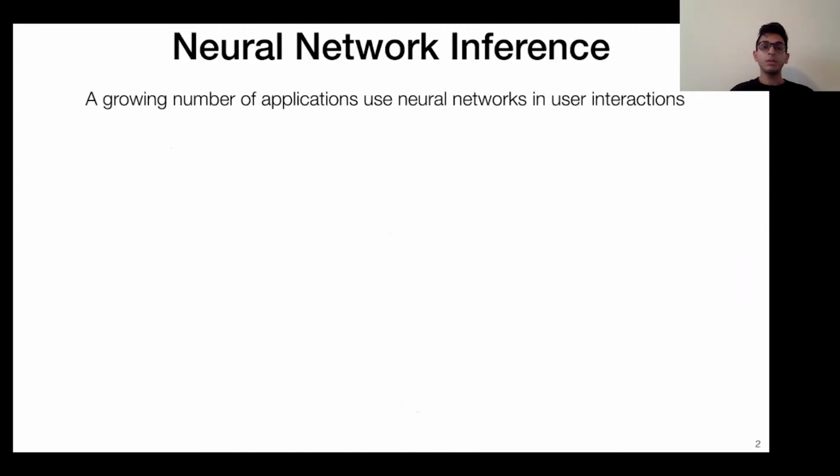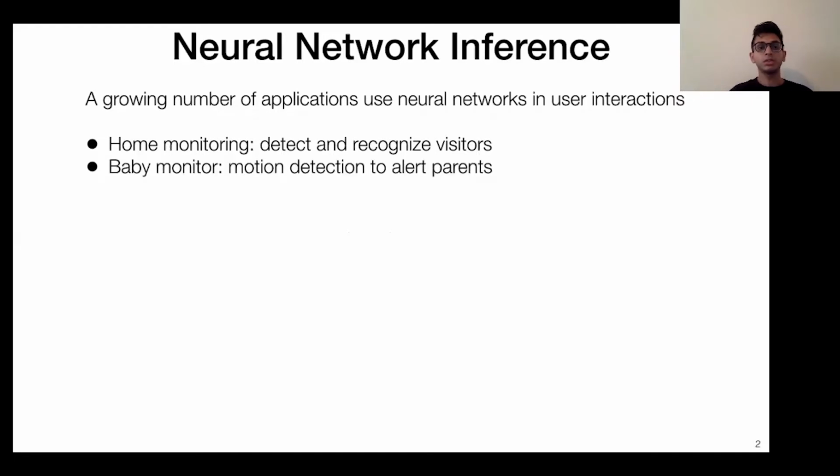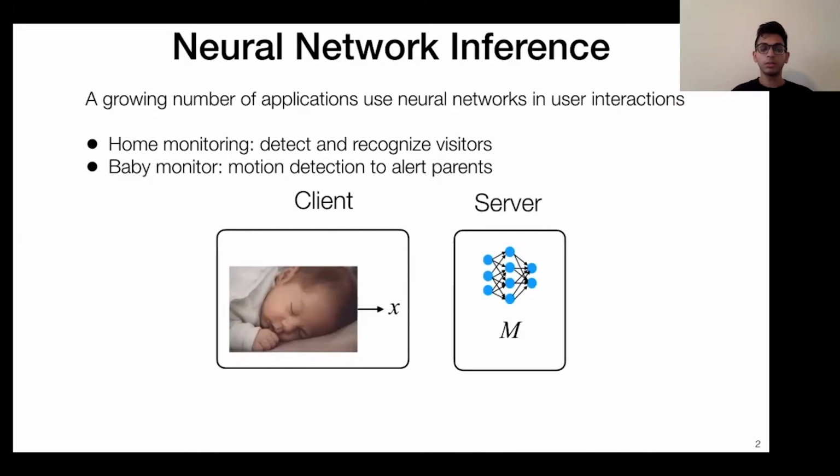Okay, so today many applications use neural networks to enrich user interactions. For example, home monitoring devices use these networks to detect and recognize visitors, while baby monitors use this to detect motion in children and to alert parents. Let's see what a secure inference application looks like with the example of the baby monitor.